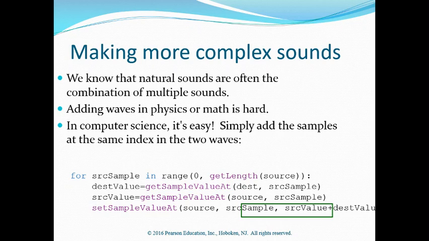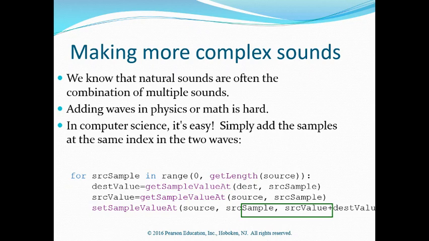So, making more complex sounds. We know that natural sounds are often the combination of multiple sounds. Adding waves in physics or math is hard. In computer science, however, it's easy. Simply add the samples at the same index in the two waves.